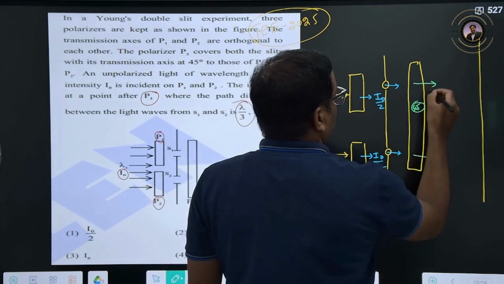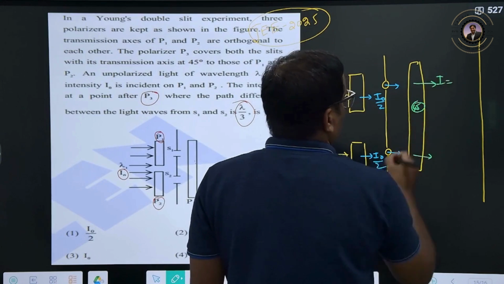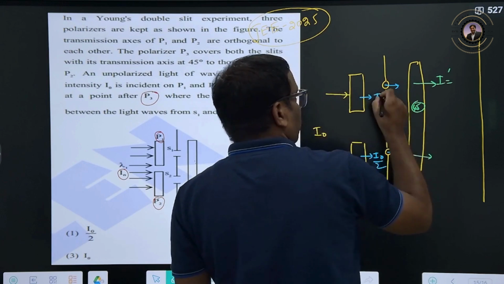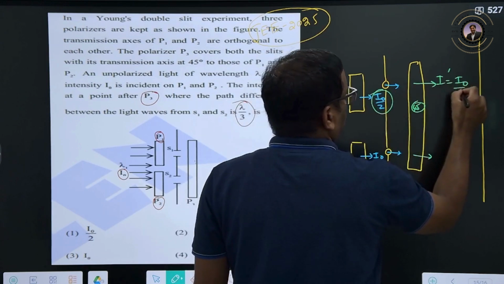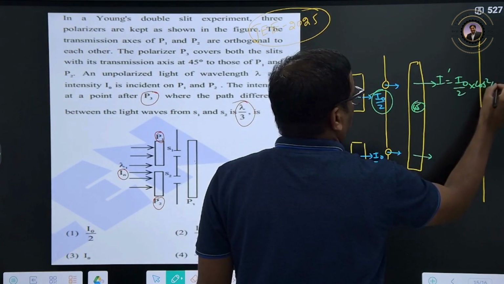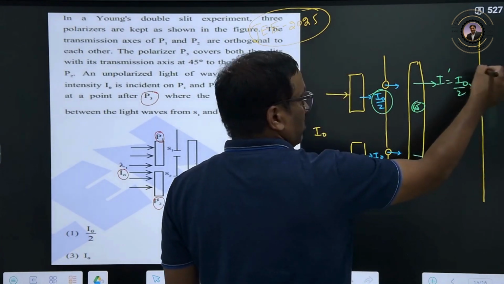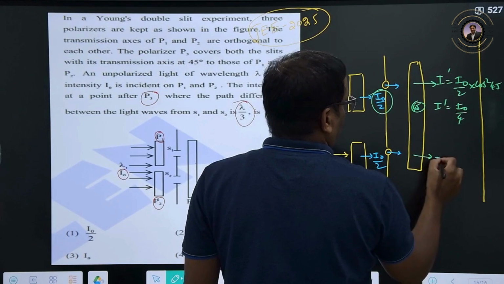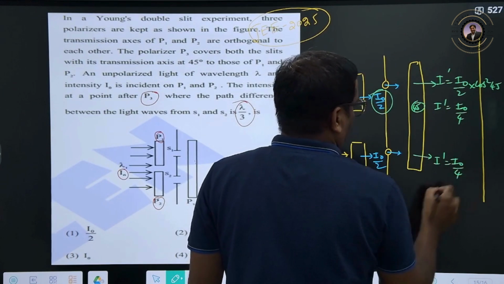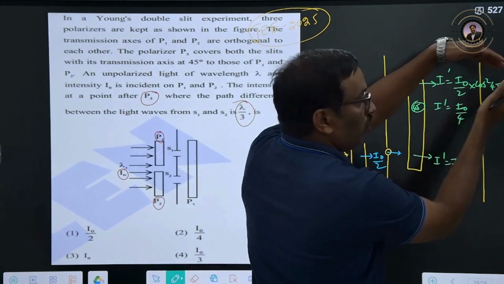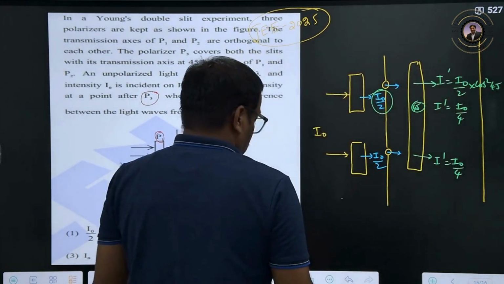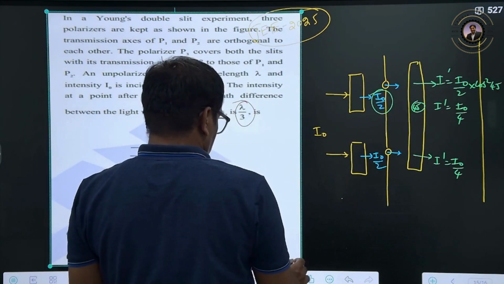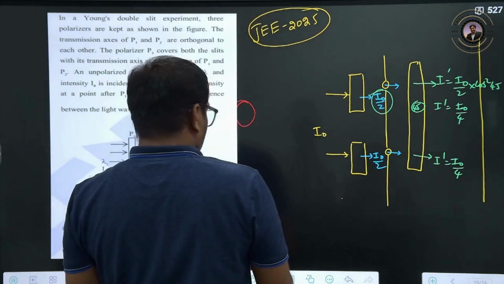So we will apply the intensity coming out from this one, using Malus law. I is equal to I naught by 2 into cos square 45. Cos 45 is 1 by root 2, whole square, so I dash is nothing but I naught by 4. And these two waves will now superimpose, so they will form an interference.